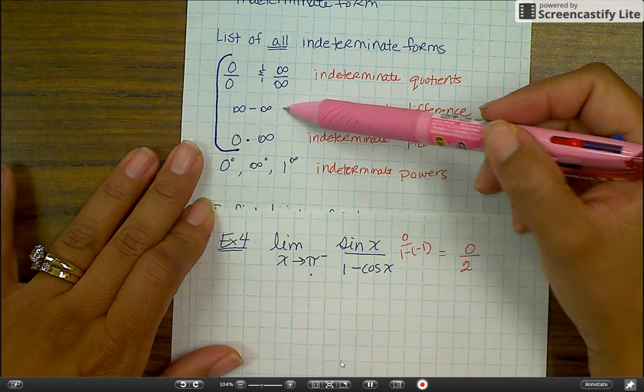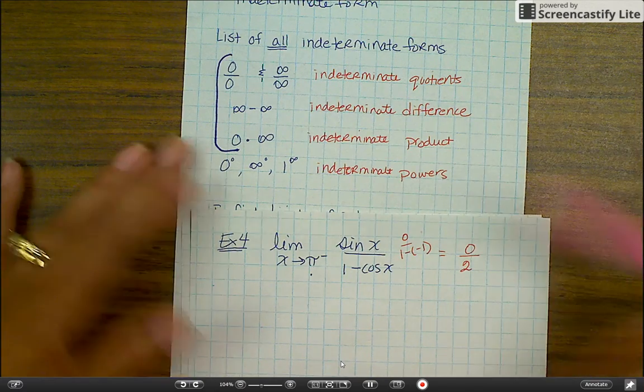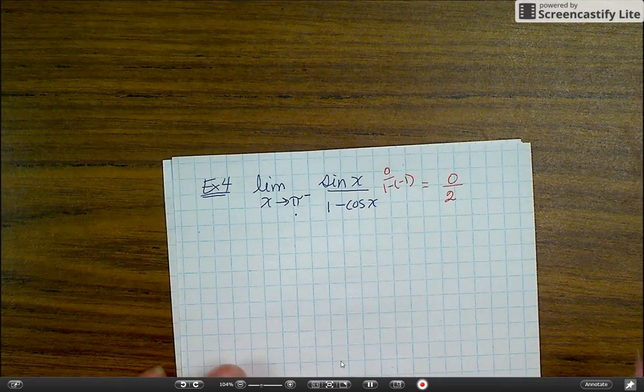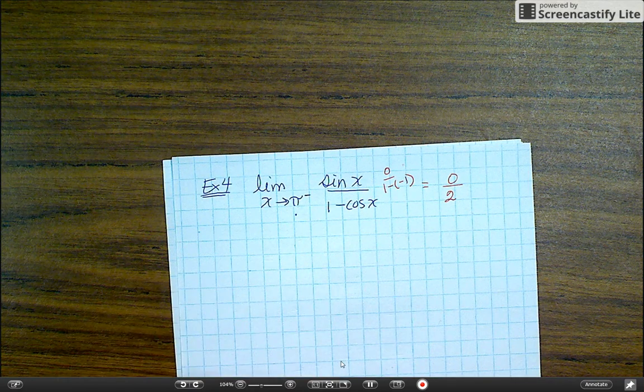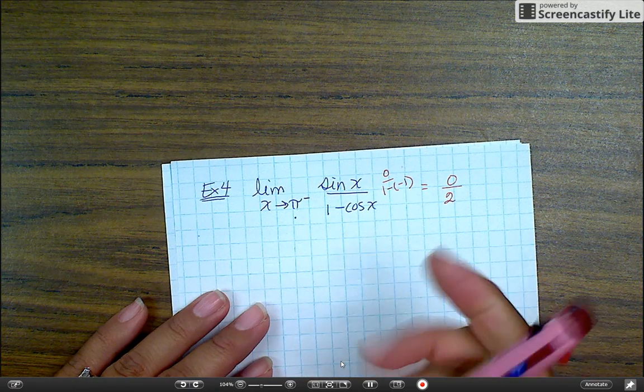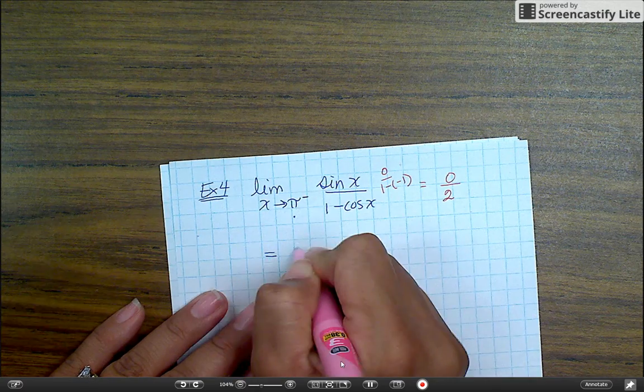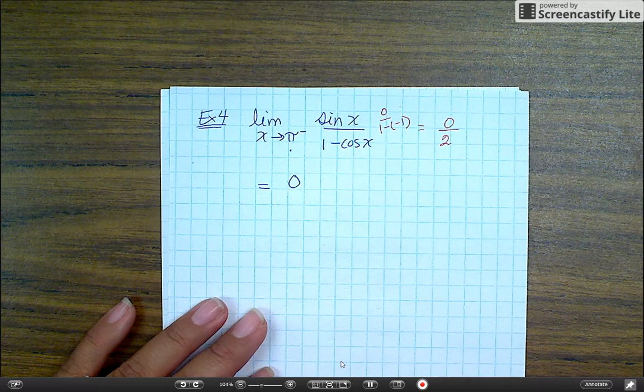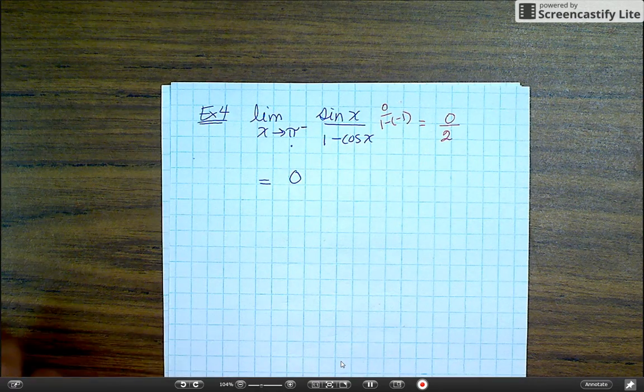No, no, no, no, no! That is not an indeterminate form. So therefore, do we use L'Hopital's rule? No. In fact, this is just equal to 0, because 0 divided by 2 is 0.